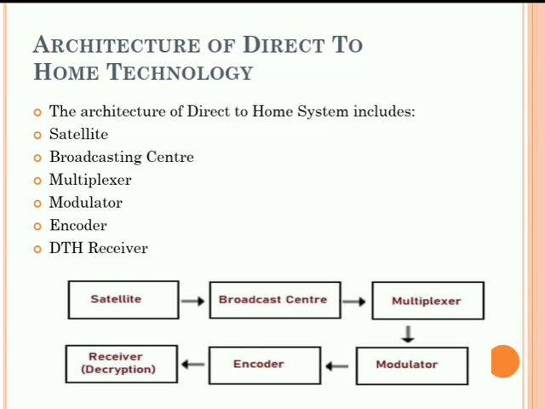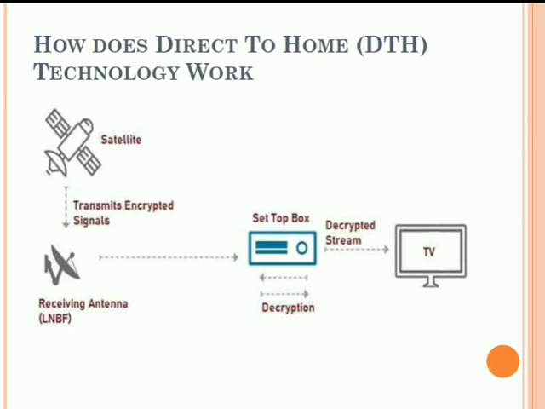This is the architecture of direct to home and the different blocks present in this particular architecture. We have seen in detail the work of the satellite, broadcast centers, multiplexers, modulators, encoders, and receivers in the direct to home technology. Having seen the architecture, now let's see how the direct to home technology works.